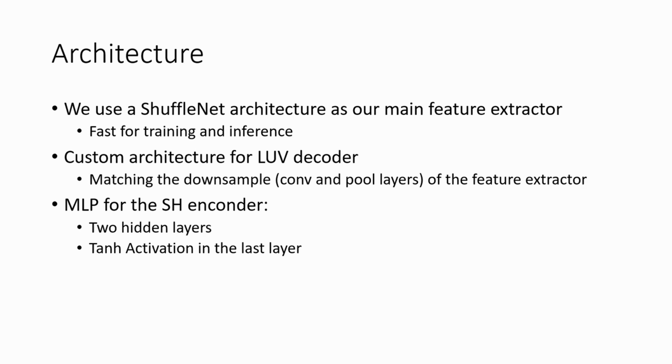We have some description of the CNN architecture here. We aim to keep it as efficient as possible to achieve real-time inference time. So we use a ShuffleNet architecture as our main feature extractor. It is fast for both training and inference, so we obtain good results with this. One of the heads of the network is our LDR decoder. We use a U-Net style architecture, matching the downsample operations of the ShuffleNet, the convnet pooling layers of the feature extractor, with the convolution layers. And finally, for the spherical harmonics encoder, we use just an MLP with 2 hidden layers and a hyperbolic tangent activation in the last layer.